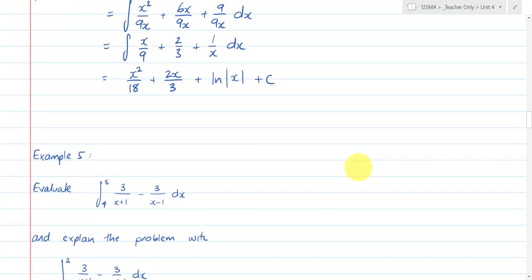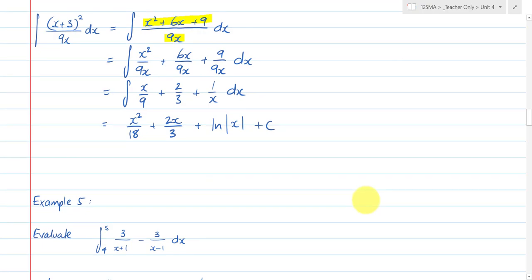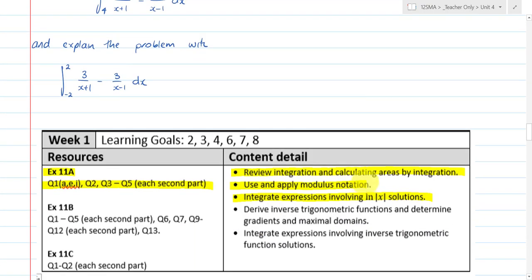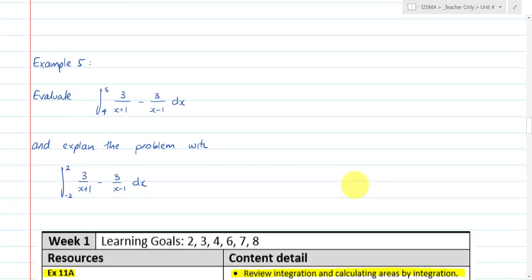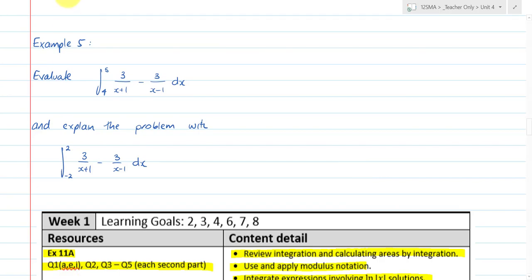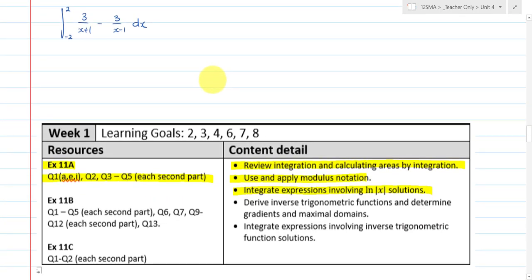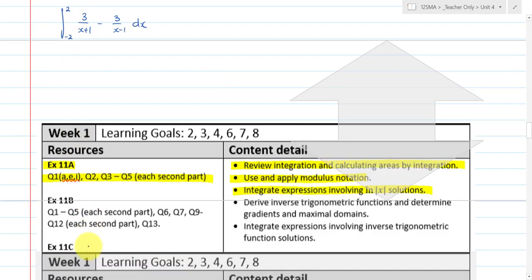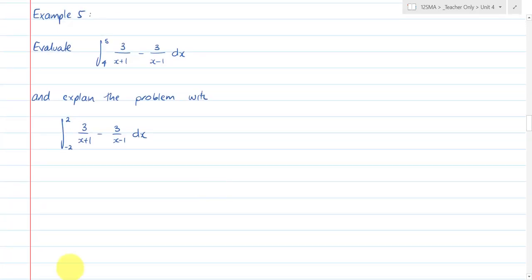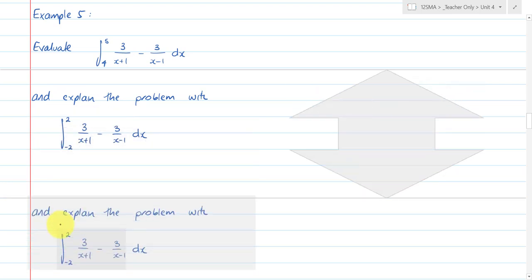So there we have it, and we have a final example, example 5, I believe it's the final example, and that is to evaluate this integral and explain the problem with evaluating a second integral. So let's have a quick look at this one. So I'll create a bit of space all over the shop, shall we?